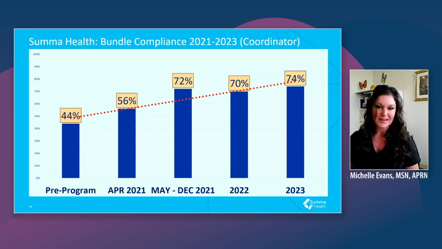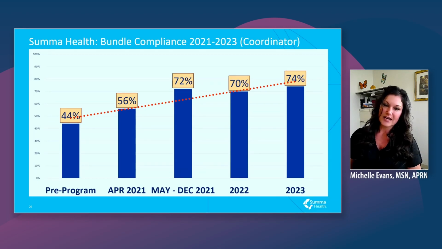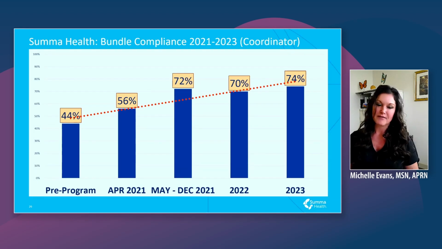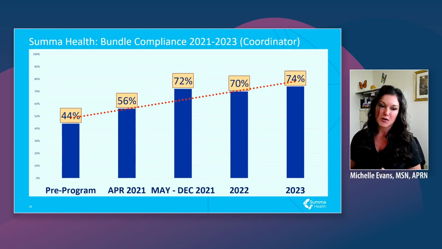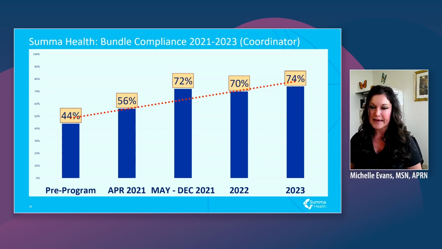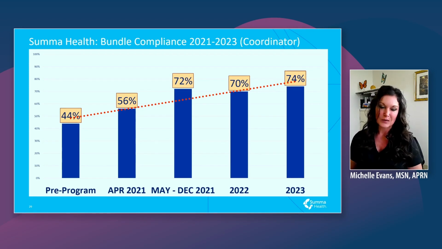Next slide. This is our bundle compliance over time. So as I said, we're a newer program. I feel like we've made a huge impact in such a short amount of time. So pre-program, we were looking at 44% core compliance, and we've been hanging in the 70s. And here recently, we've even been hitting the high 80s. So our goal is 80 or above. So we're really starting to reach our goal.